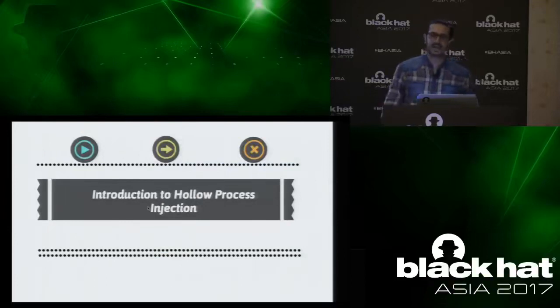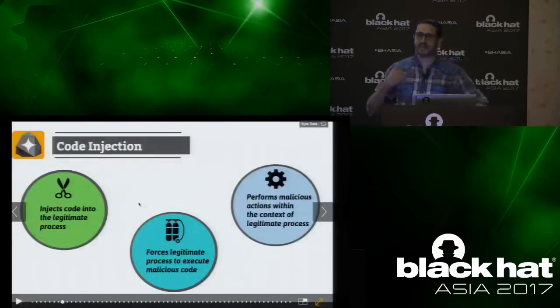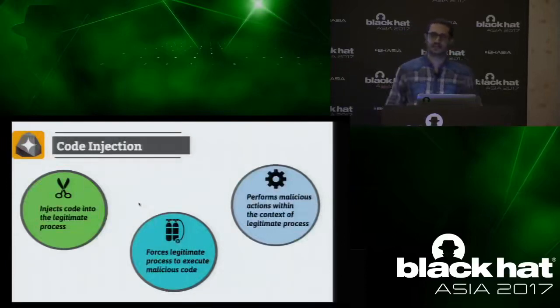So for now, let's focus on hollow process injection. This is not the evasive hollow process injection that I'm going to talk about. This is the traditional hollow process injection. So let's see how it works, and then we'll see how to detect it, and then we'll talk about the evasive hollow process injection. Before getting into that, hollow process injection is a code injection technique.